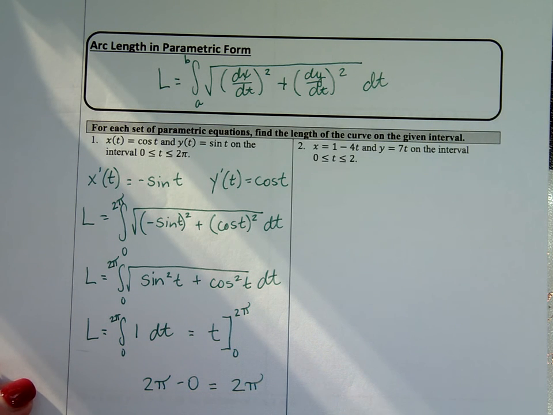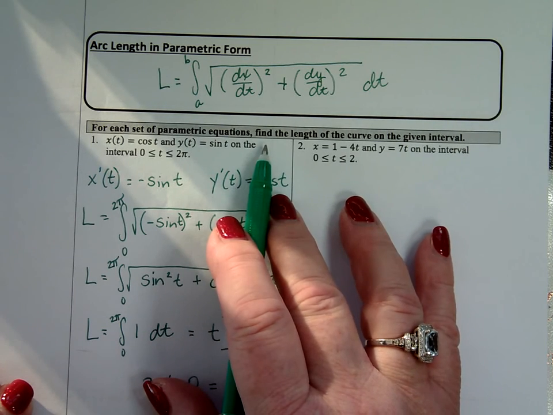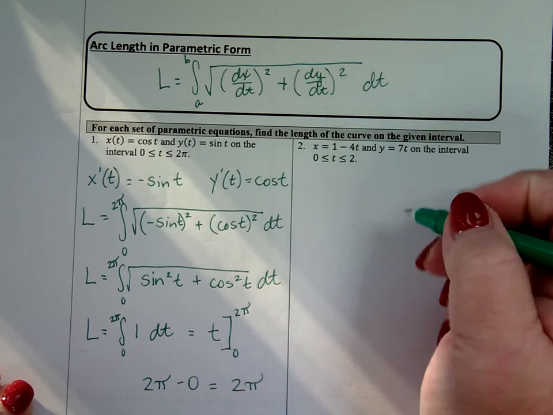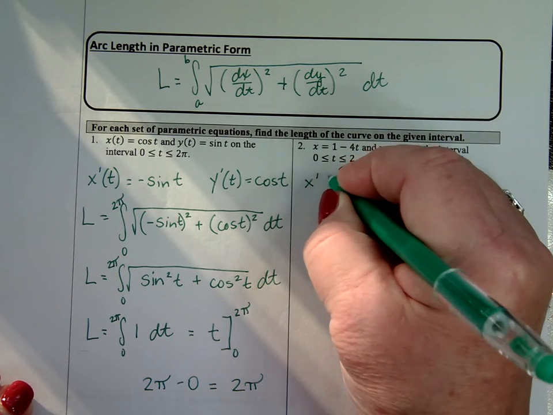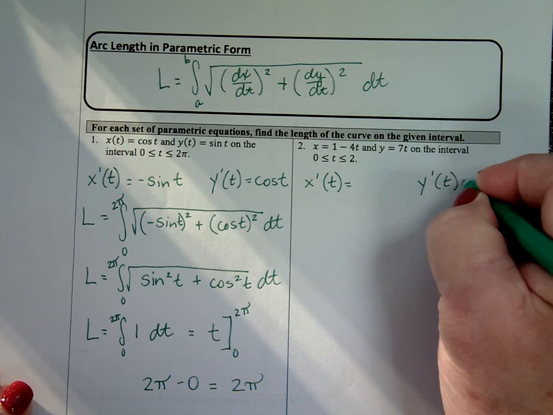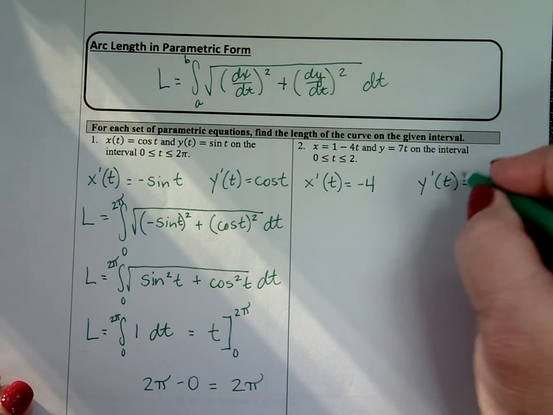Okay, same thing. Got to do it over here. Find, for each set of parametric equations, the length of the curve. So I'm going now between 0 and 2, and I need to know what my x prime of t is, and I need to know what my y prime of t is so I can put it in. This would be negative 4. This guy would be 7.